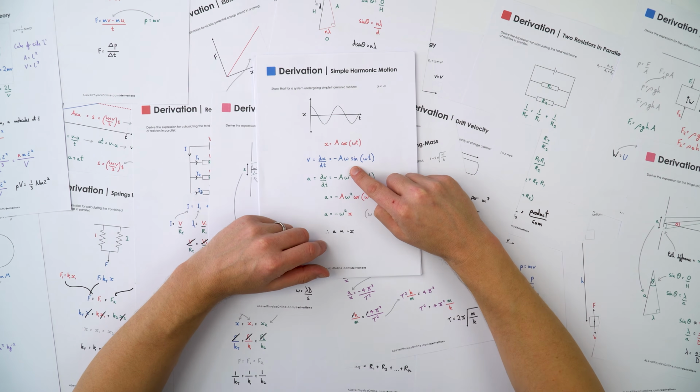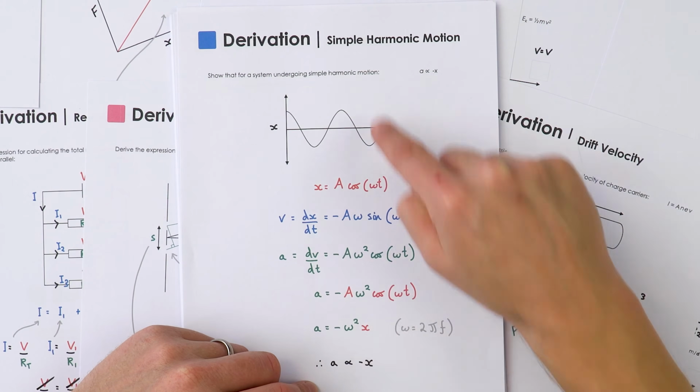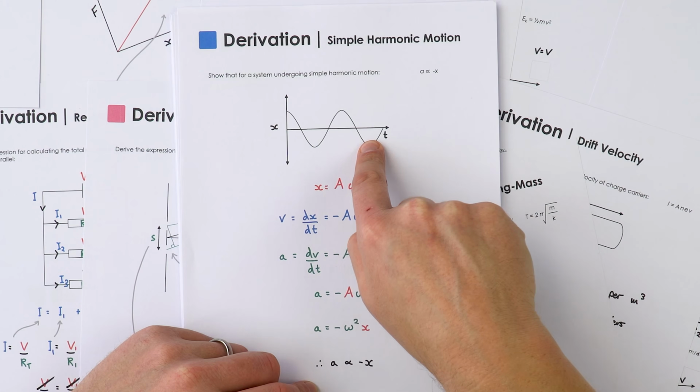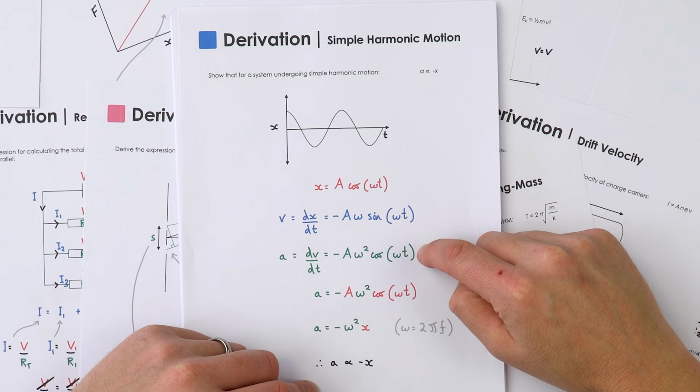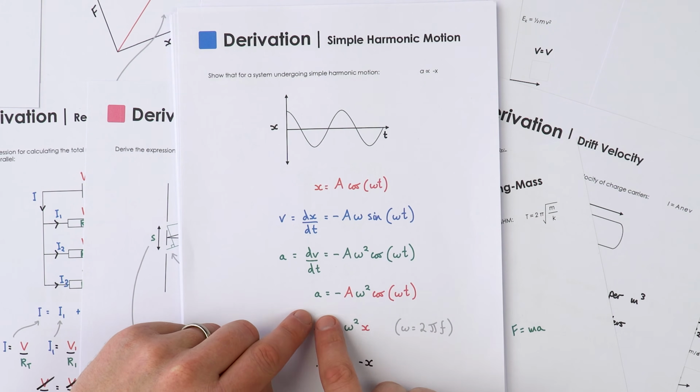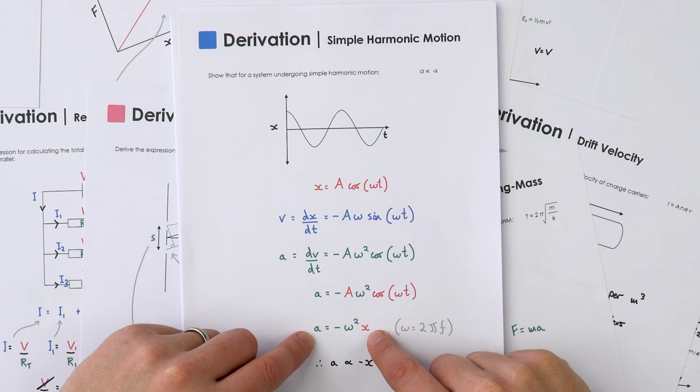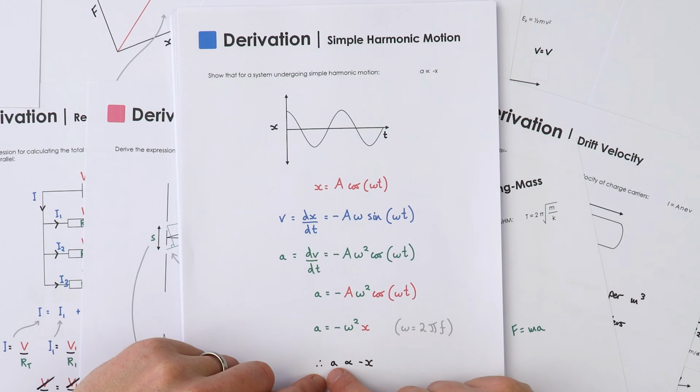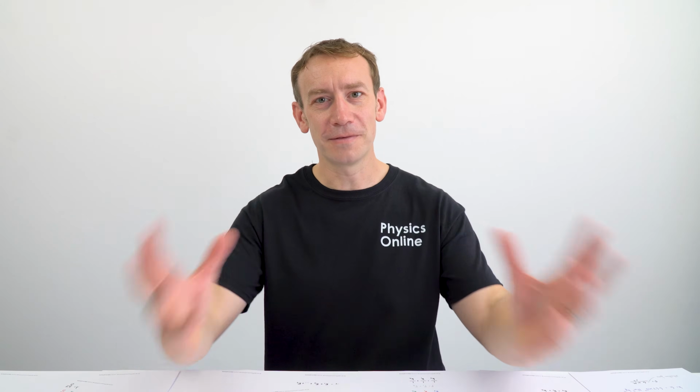Hopefully you can see here for this one for simple harmonic motion, that if you start with a displacement time graph, if you differentiate that twice with respect to time, we can show how a is related to x, the displacement, and therefore a is proportional to minus x, the defining equation for simple harmonic motion.